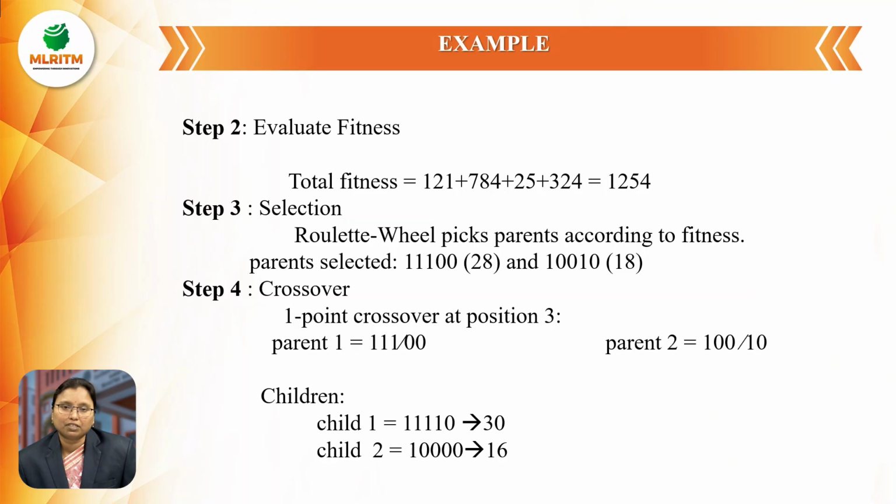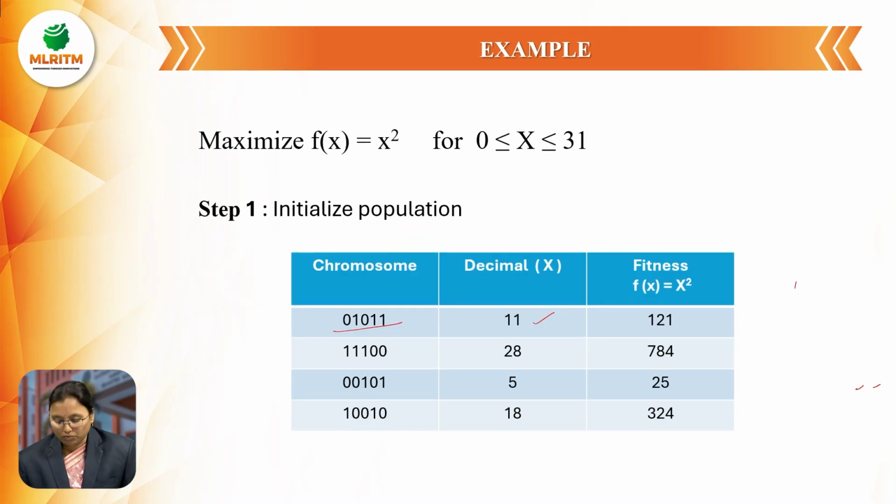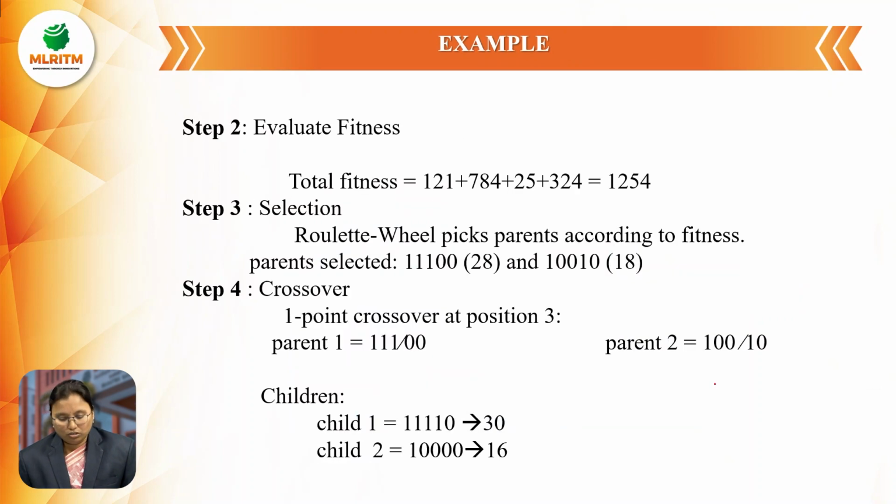So evaluate the fitness function. The total is 121 plus 784 plus 25 plus 324. The second step is to evaluate the fitness function, so we can add all these values. Totally, we will get 1254. And the third one is, if the condition is checked and satisfied, then we'll go for the end, best population.